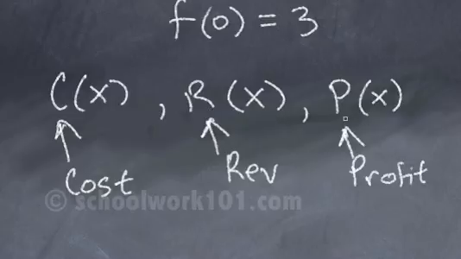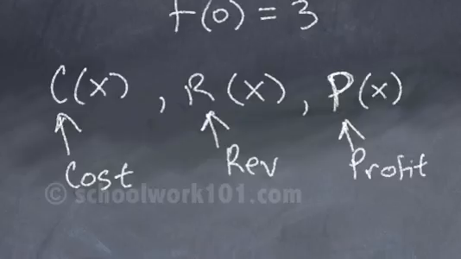But if I'm at the table and we're talking about a business and we're talking about its profit, and I happen to write P of x on the paper, well, it's usually going to be known that P represents the profit.